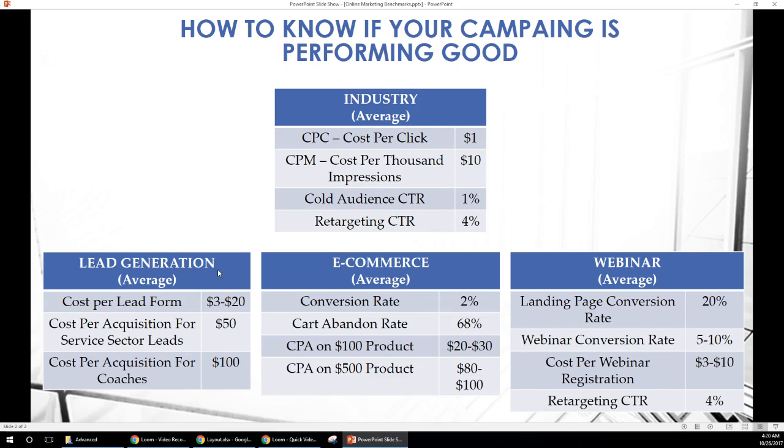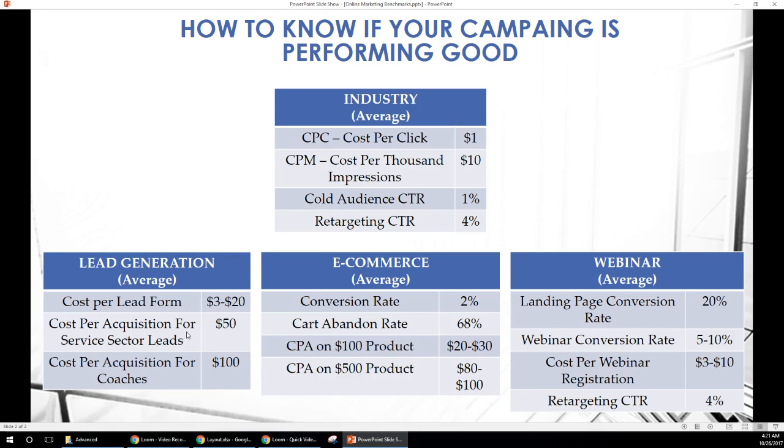Let's go to lead generation. On average, cost per lead form is $3 to $20, depending on the niche, right? That means that it will cost us between $3 to $20 in ad spend to get a lead to submit the form, and then we can follow up with them.